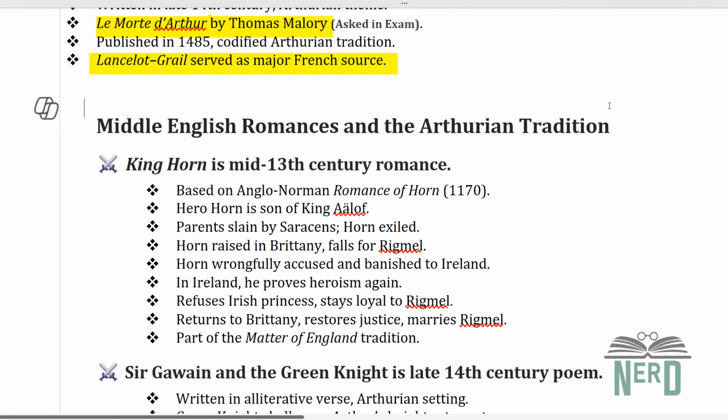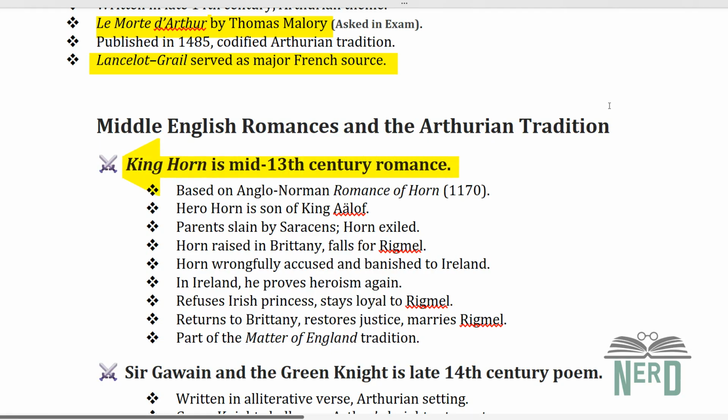Let's explore three landmark works that shaped the Romance tradition in English: King Horn, Sir Gawain and the Green Knight, and Le Morte d'Arthur. Each one connects us to medieval ideals of heroism, loyalty, and the Arthurian imagination.